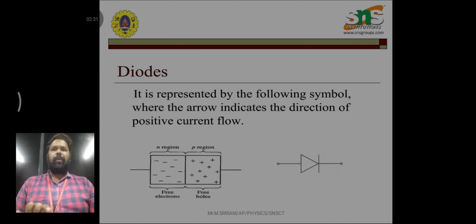So we have a lot of types of diodes, like light emitting diode, laser diode, avalanche diode, Zener diode, Schottky diode, photodiode, and PN junction diode. First we discuss light emitting diodes.